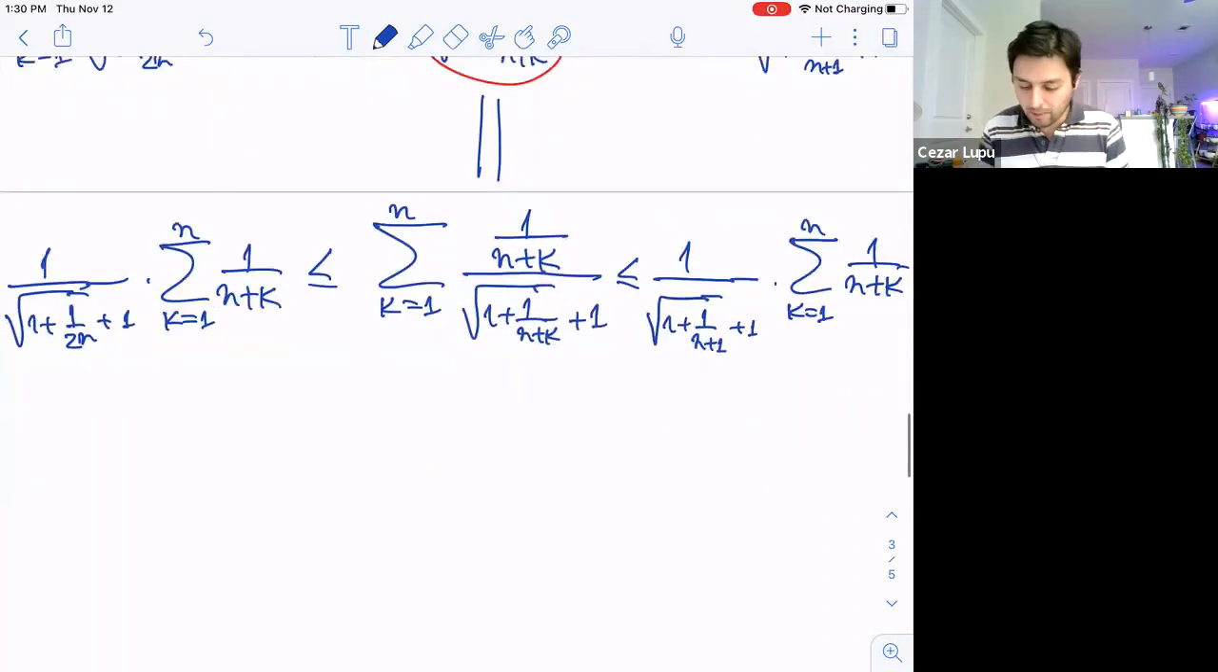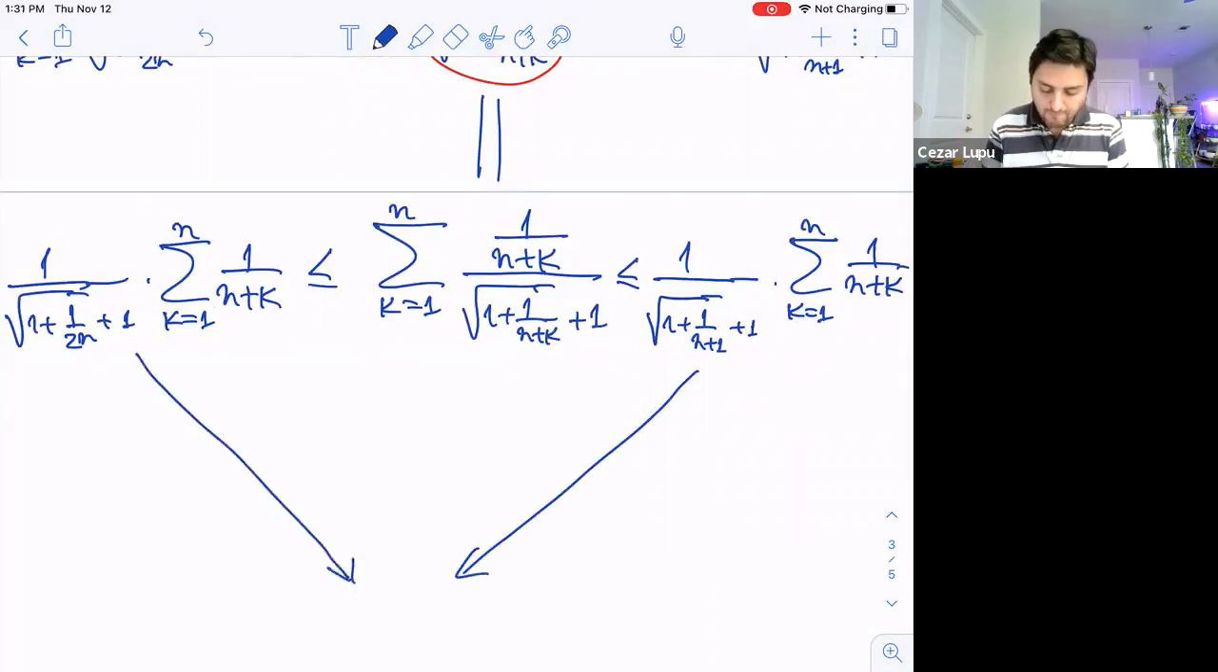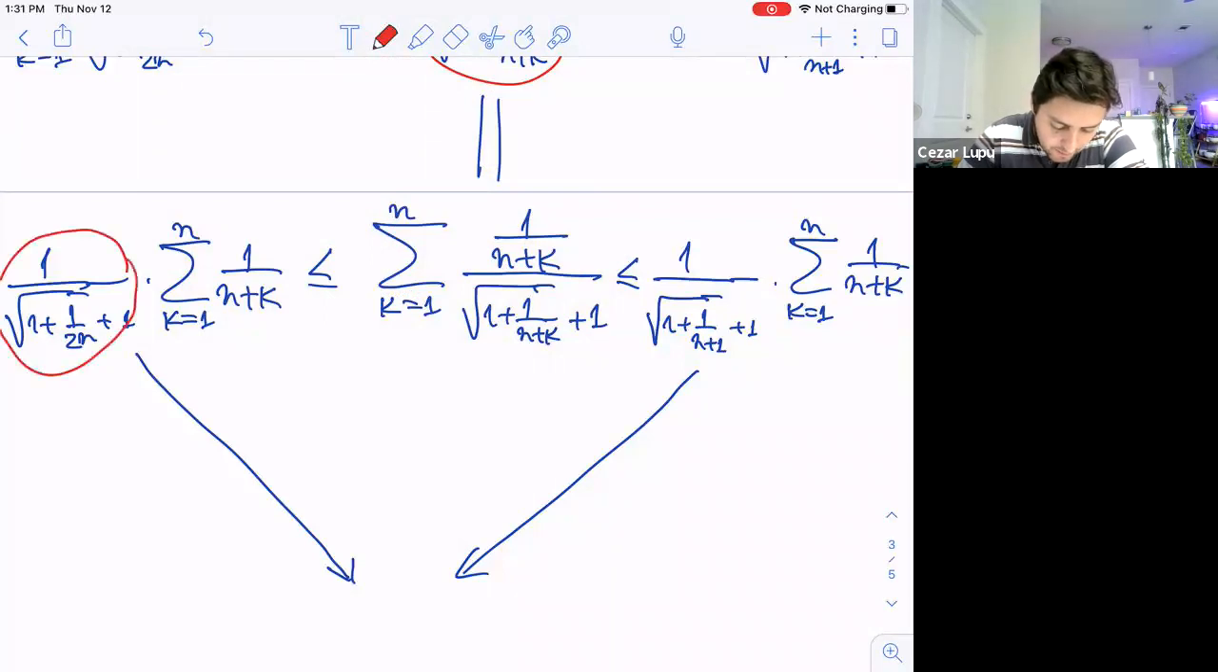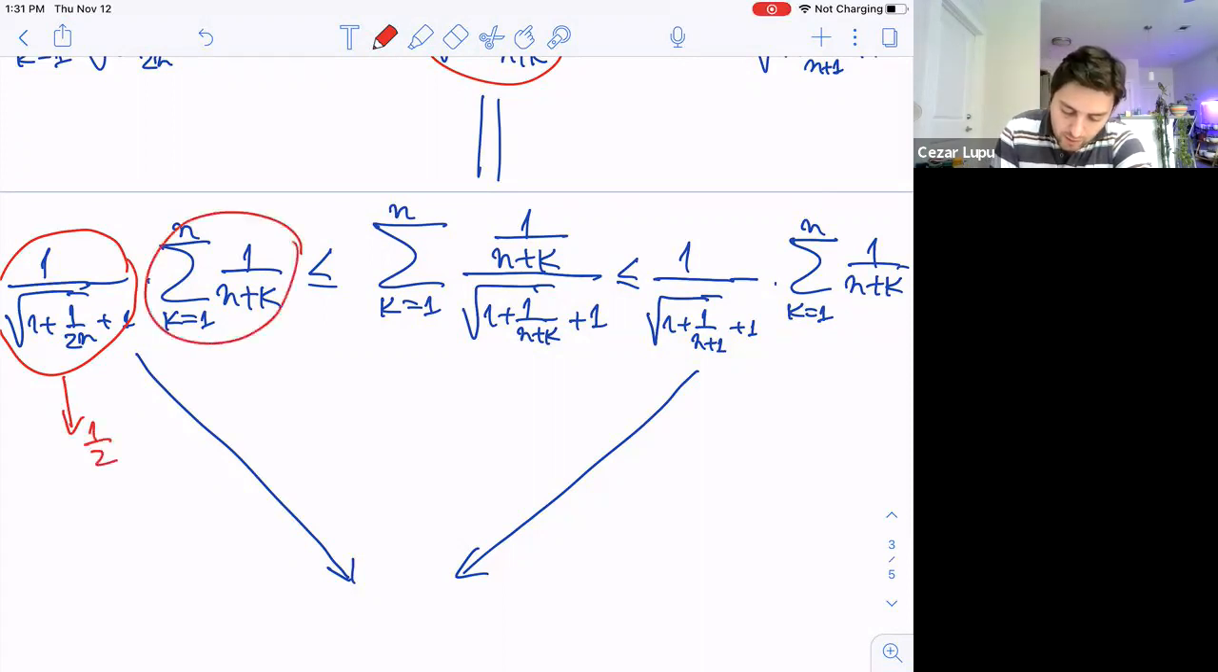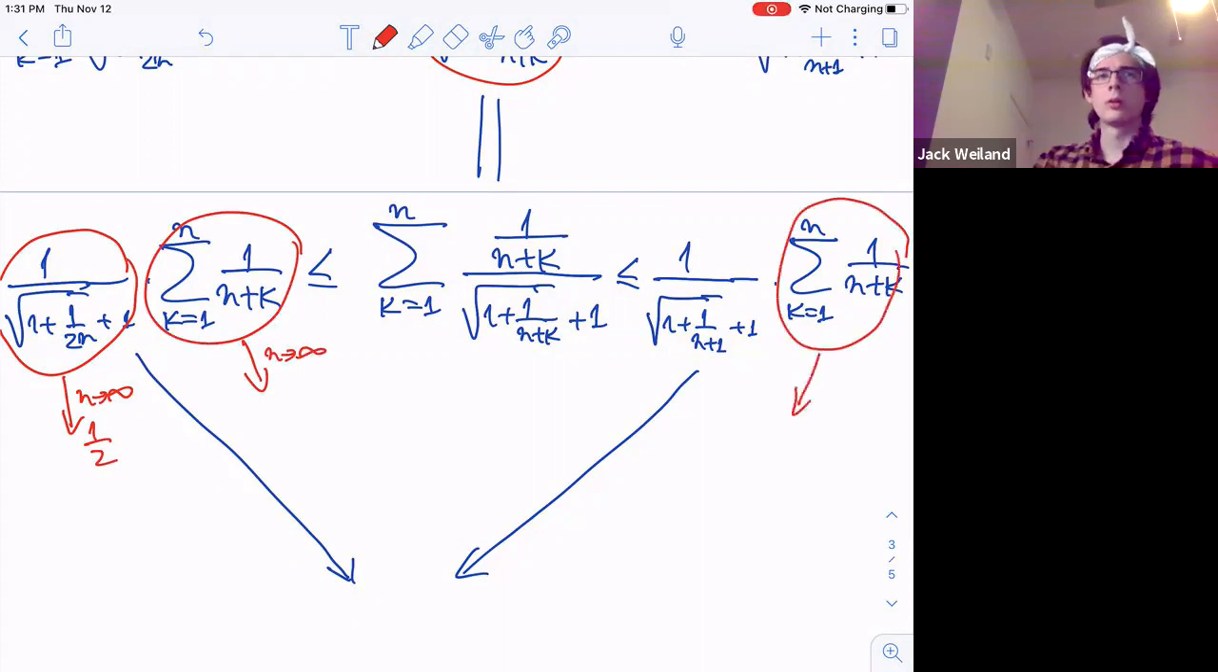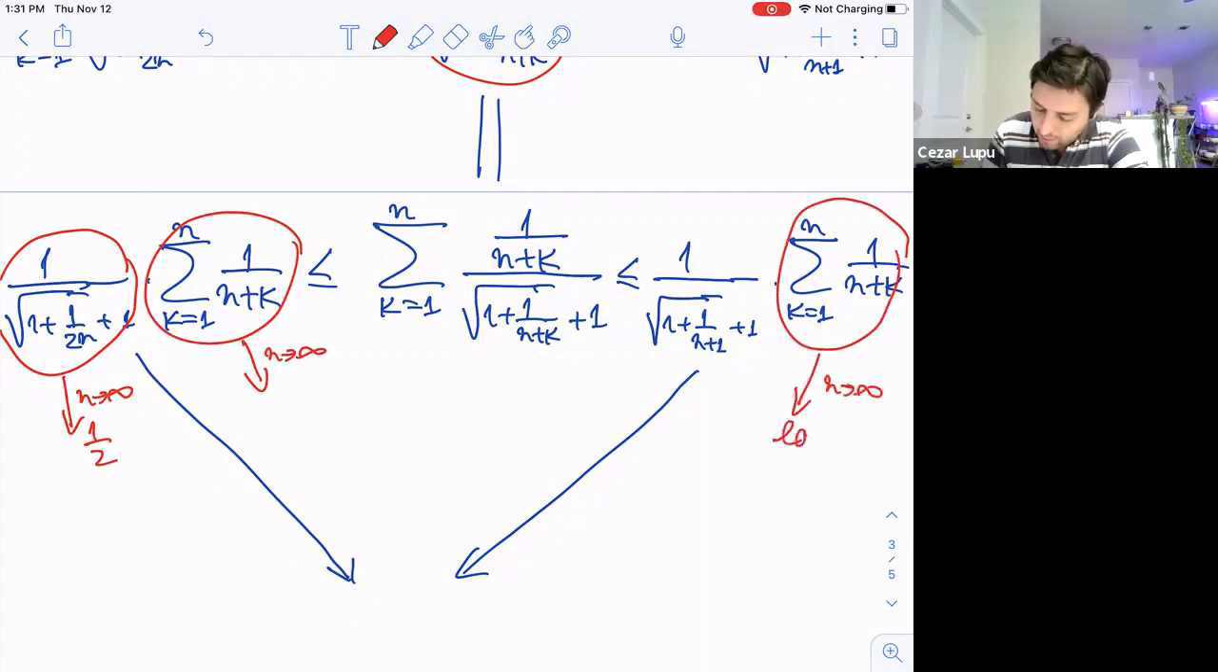Okay, I want you to tell me now. This guy will converge to what? And this guy will converge to what? So let's do it step by step. This guy here will converge to what? Only this guy. Can you tell me? 1/2. And this guy here will converge to, do you remember? Log 2. Exactly, log 2. And the same goes for this guy here. This is log 2. This is log 2. And again, this will converge as well to 1/2.